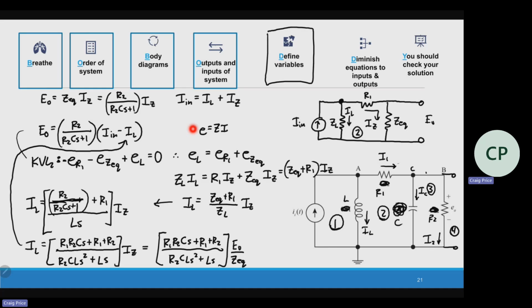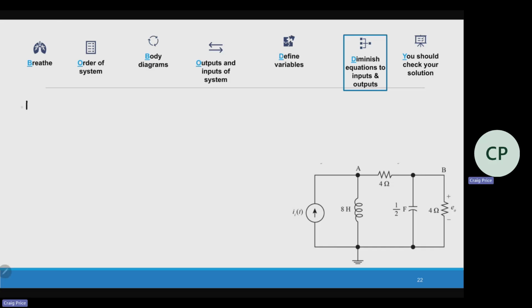Now, my goal is to plug this in here, and we're going to see what comes out of it. So let's see. I've got this E out. Let me start with this equation right here. So this will be equation 1. I'm going to take that to the next side. So this is E out, equation 1. E out is equal to R2 over R2 CS plus 1 times IN minus IL.